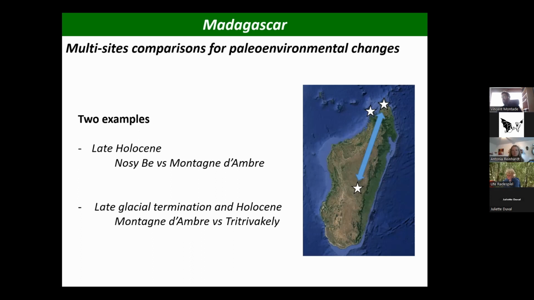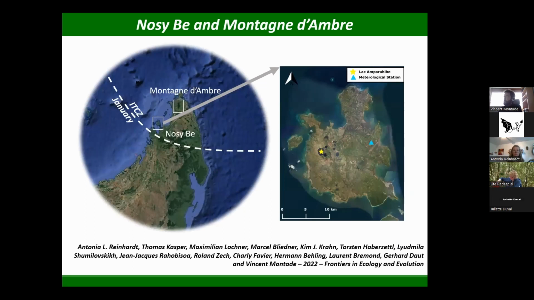So I will start first with the north of Madagascar, focusing on the late Holocene, comparing Nosy Bé results and Montagne d'Ambre. We have seen just before, it's quite clear that humans impacted this island at least from 1,300 years before present. If you want to learn more on that, there is also the publication which was published this year in Frontiers in Ecology and Evolution.